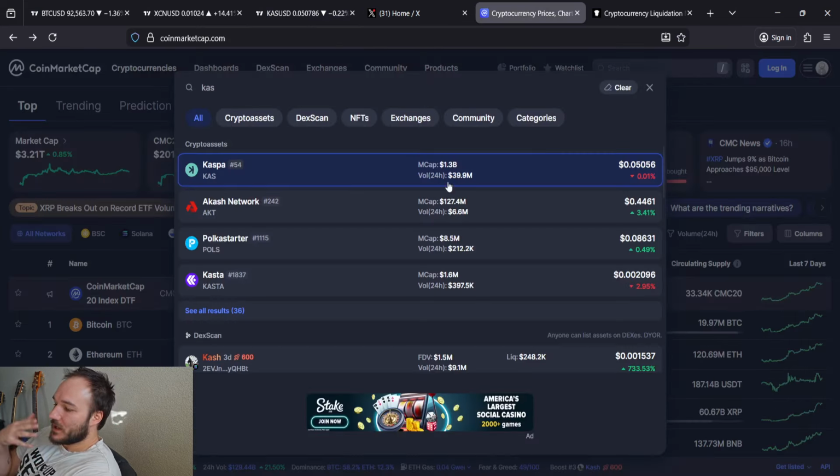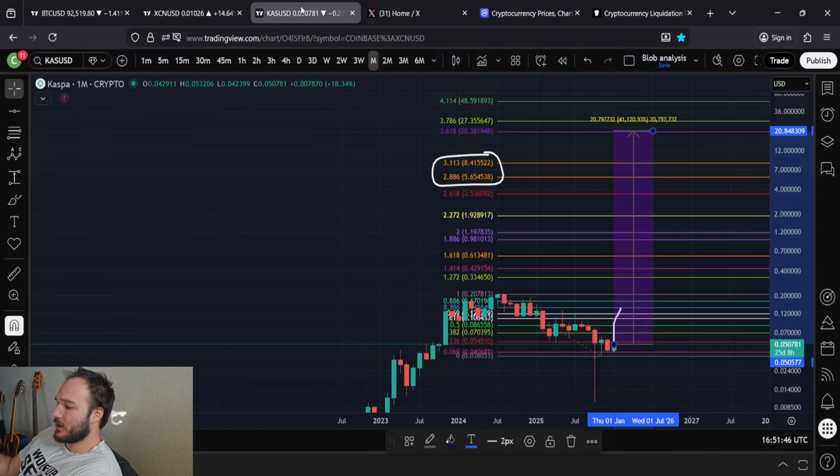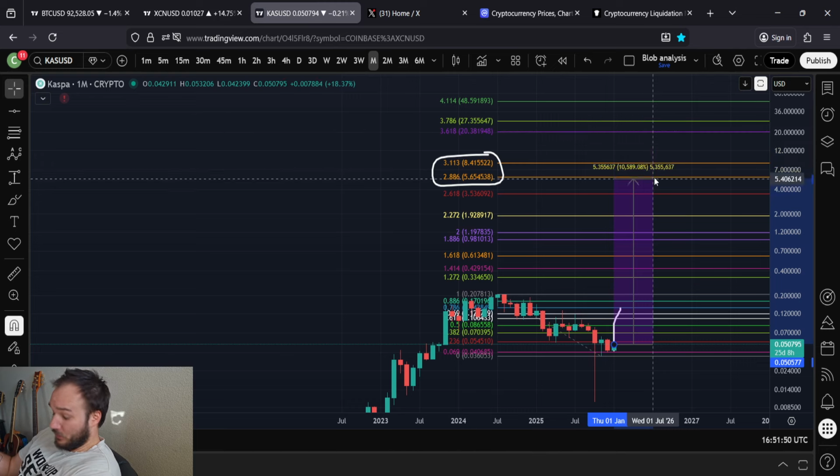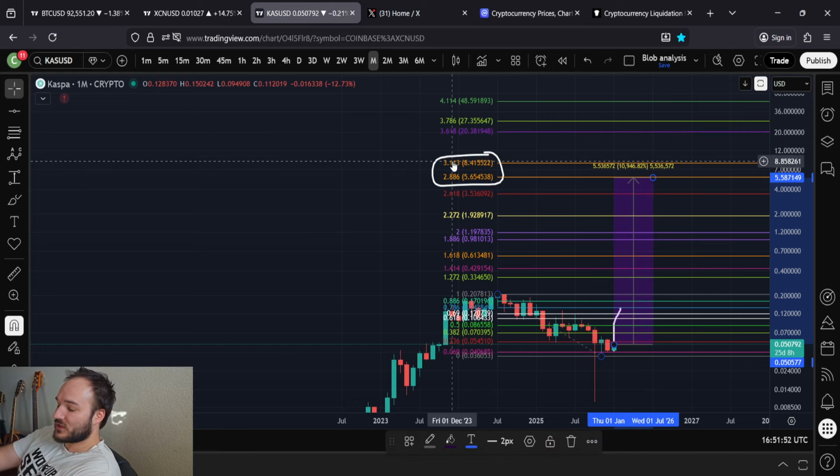I don't see Kaspa in its second cycle getting near a $500 billion market cap. I don't see it happening. Maybe in time, but not in its second market cycle. So the limitations would be in what I like to call the money zone, the 2886 to the 3113.